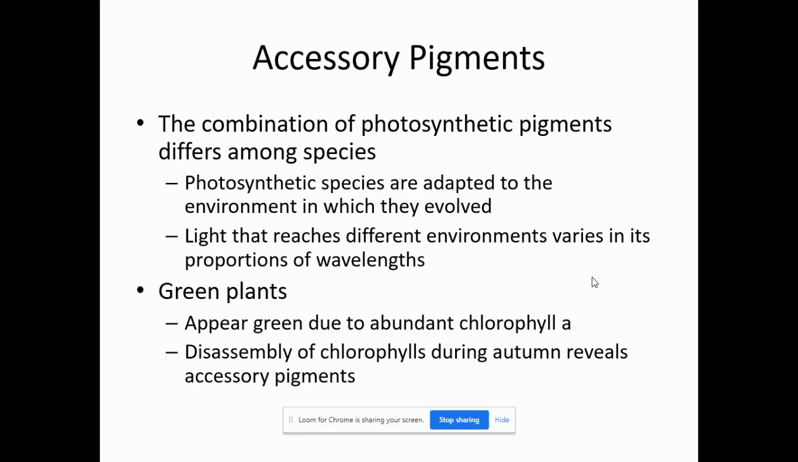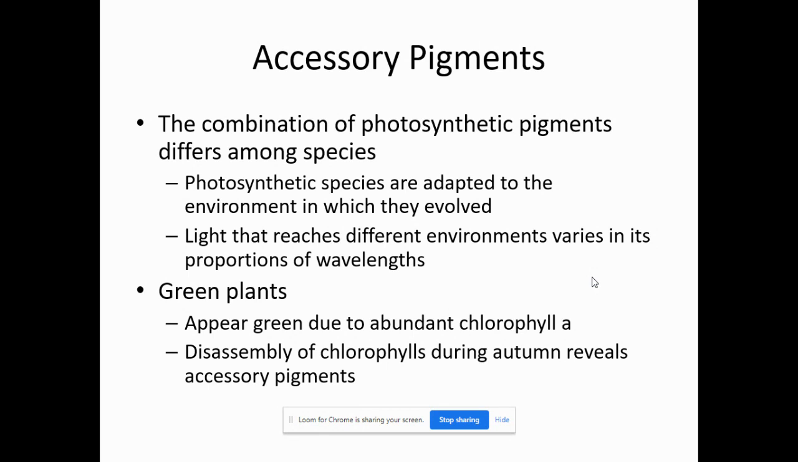The combination of photosynthetic pigments differs among species because species are adapted to the environment in which they evolved. Light is not uniformly spread across the Earth's surface. Different light hits different parts of the Earth, and plants adapted to different areas are adapted to the type of light they are regularly exposed to.